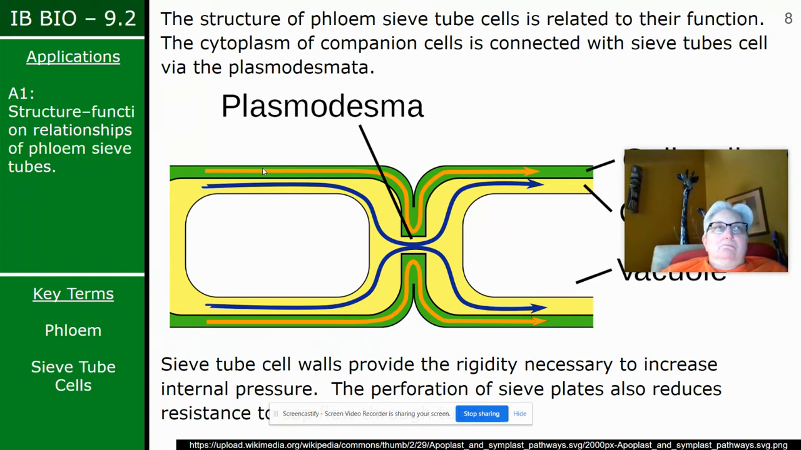It gives stability and a certain rigidity to the plant in order to allow it to stand upright. So because of this, we have a much higher internal pressure that is associated with this particular stem. Now, the perforated area here is going to reduce some of that resistance, right? Because of the ability of the fluids to move from one sieve cell to the other.